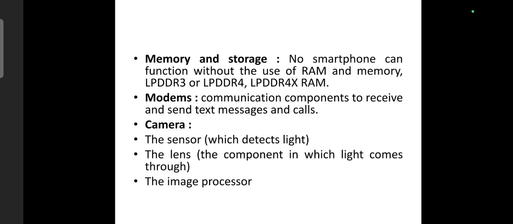Smartphones rely heavily on memory and storage resources. RAM provides temporary working space for applications, while internal storage permanently stores software and user data. Communication modems handle text messaging, voice communication, and internet connectivity. The camera systems consist of the image sensor, optical lens, and image processor. Together, these components capture and process high quality photographs and videos. Modern smartphone photography has advanced significantly due to improvements in sensors and computational imaging techniques.